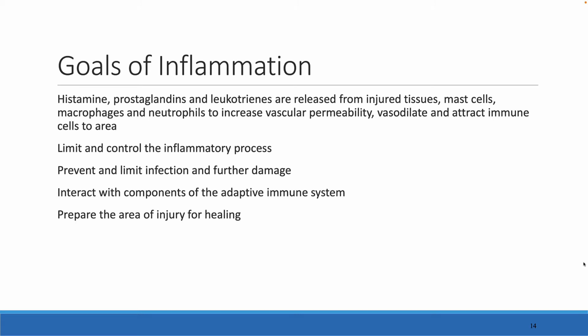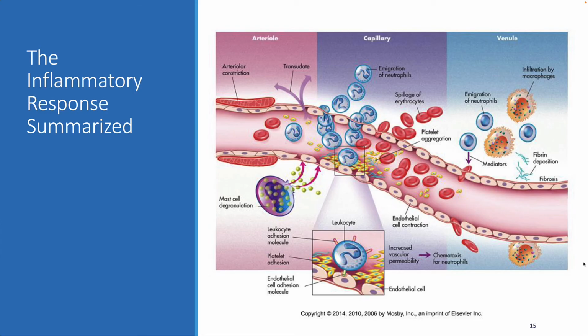We want to interact with the components that are necessary from the adaptive immune system. We want to form antibodies to these invaders. And then, of course, we want to get the area healed again. And that takes time. So we have to first address the acute attack, and then we have to heal the area to recover from the injury. Here's another, and I happen to like this one the best.